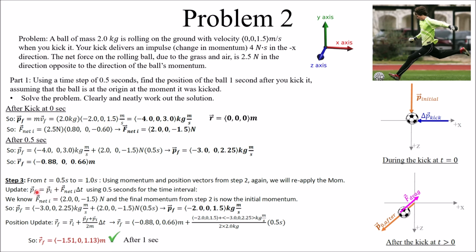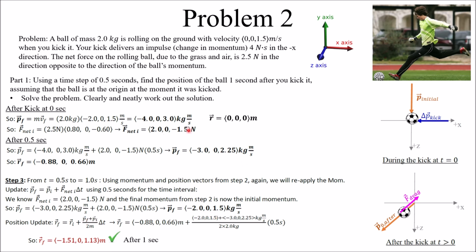Let's find out. Our final momentum is equal to our initial momentum, which in this case is whatever it was after 0.5 seconds, and we're trying to find what it is after 1 second. We add the force that we found in the beginning. We still have that force acting for another 0.5 seconds, and we end up with a momentum after 1 second of -2, 1, 1.5.